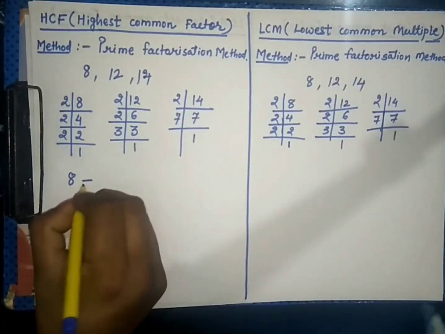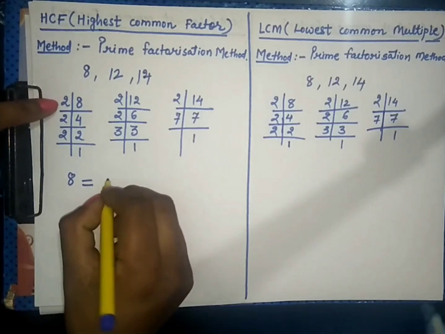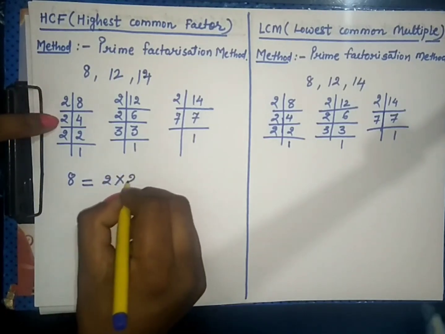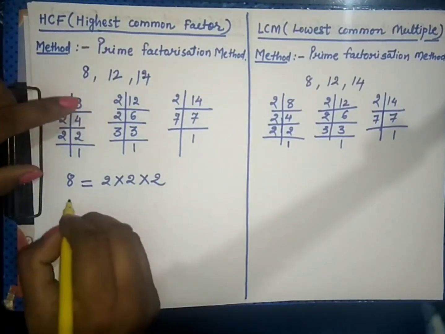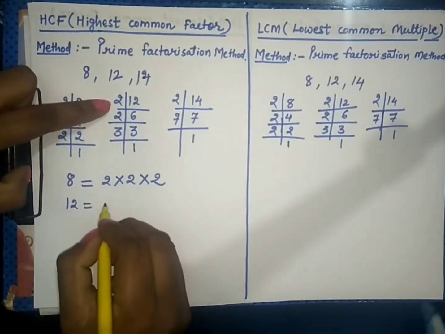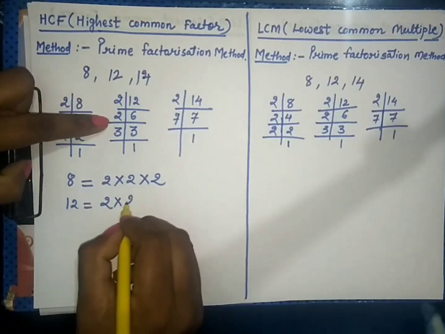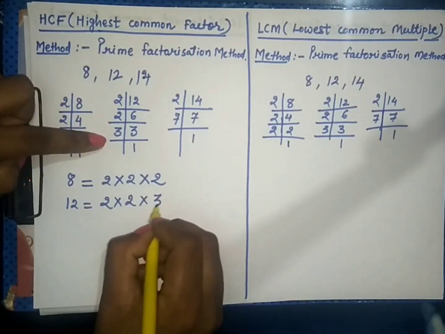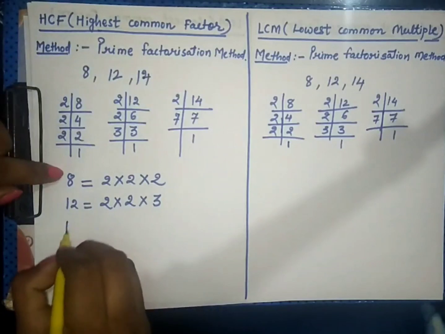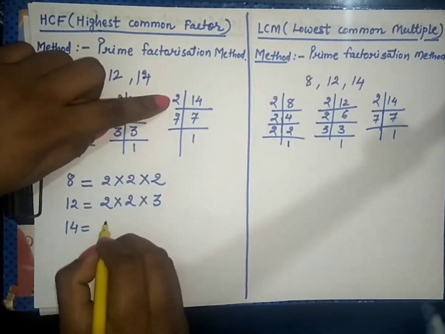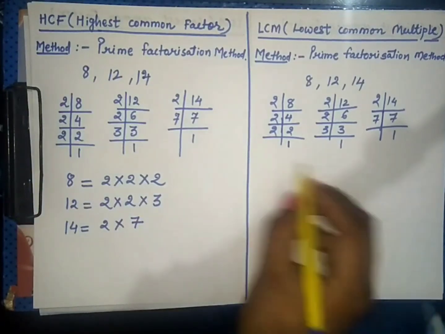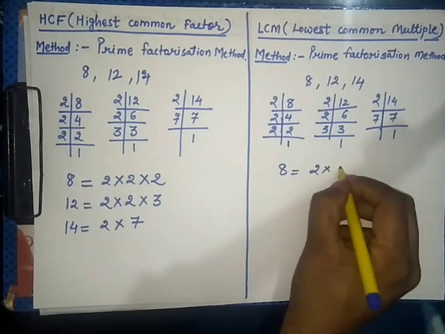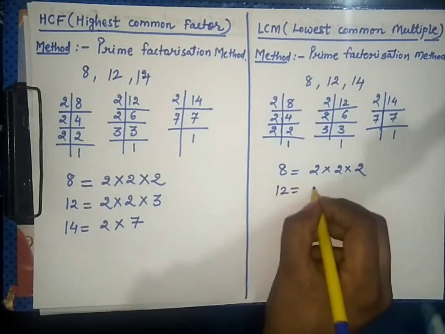Now step 2. Here we have to write down the numbers in multiplication form of their factors. For 8 we can write 2 cross 2 cross 2. For 12 we can write 2 cross 2 cross 3. For 14 we can write here 2 cross 7. Same thing we have to write down for the LCM. I am writing here for you.